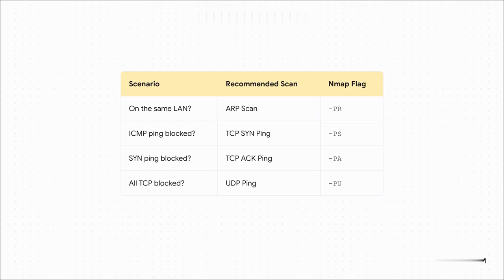Okay, if you're scanning over the internet and the standard ping is blocked, your next move is a TCP SYN ping. If that gets blocked, you escalate to the stealthier TCP ACK ping. And finally, if it seems like all TCP traffic is getting filtered, you pull out the UDP ping. It's a simple, logical progression from fastest to most specialized.